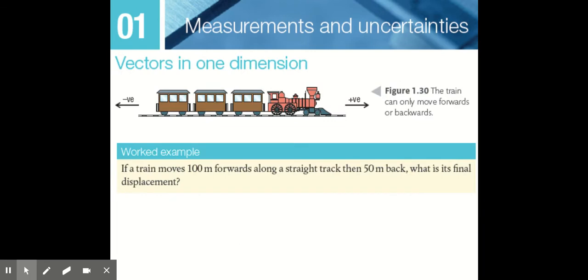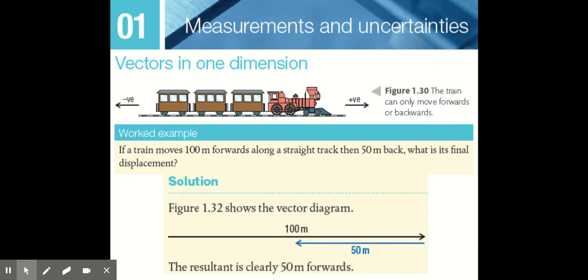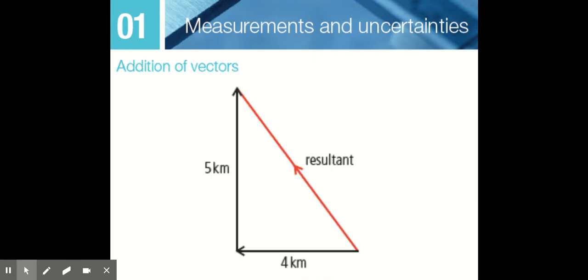So here's a pretty easy one. If a train moves 100 meters forward along a straight track and then back 50 meters, what is the final displacement? Well, hopefully you got this answer right here, which is 50 meters forward. Let's pretend it was flipped for a second. If it was 100 meters backwards and 50 meters forward, then we'd say it's 50 meters backwards. Things like that.